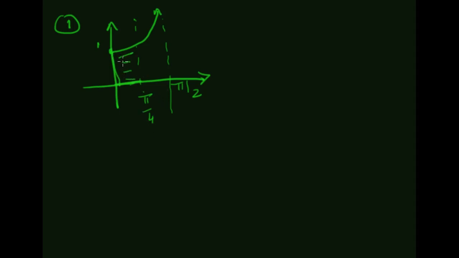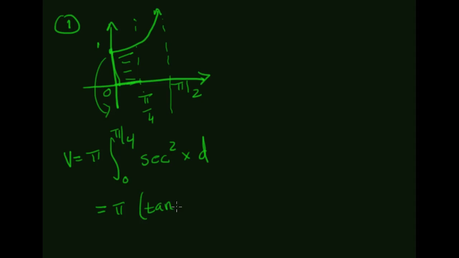We're rotating it around the x-axis. So we can do this pretty straightforward. We go volume is pi times the integral 0 to pi over 4 of the secant, and I'm going to square that, of x. The antiderivative of the secant squared is the tangent of x. So that's from 0 to pi over 4.